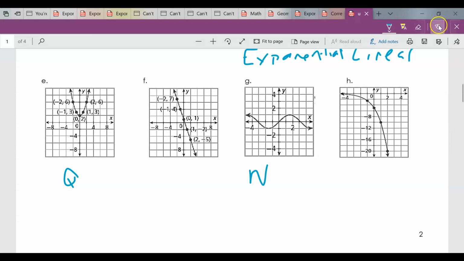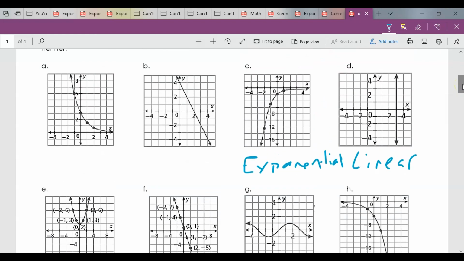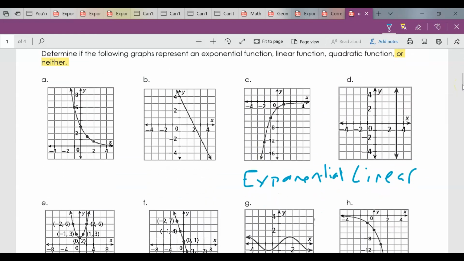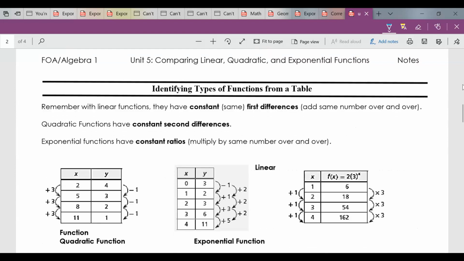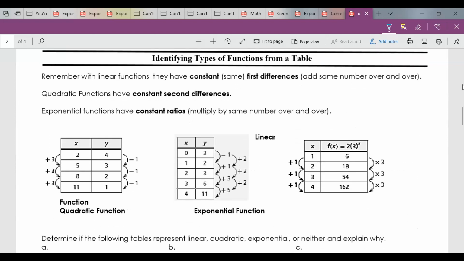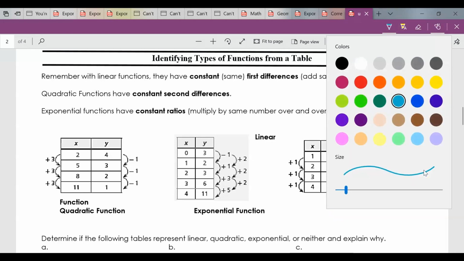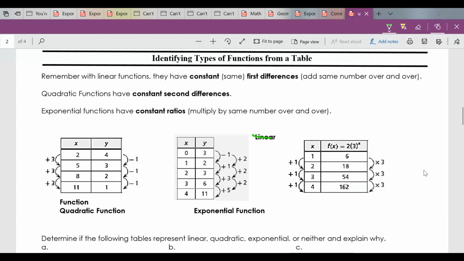So that is looking at graphs and deciding. So you're going to finish the rest of those. And then we're going to come down and look at identifying functions from a table. Now, I am going to go ahead and fix these. You may notice that these are not on top of the boxes. That is where they're supposed to be. So I'm going to go ahead and mark those out and put them where they are supposed to be.